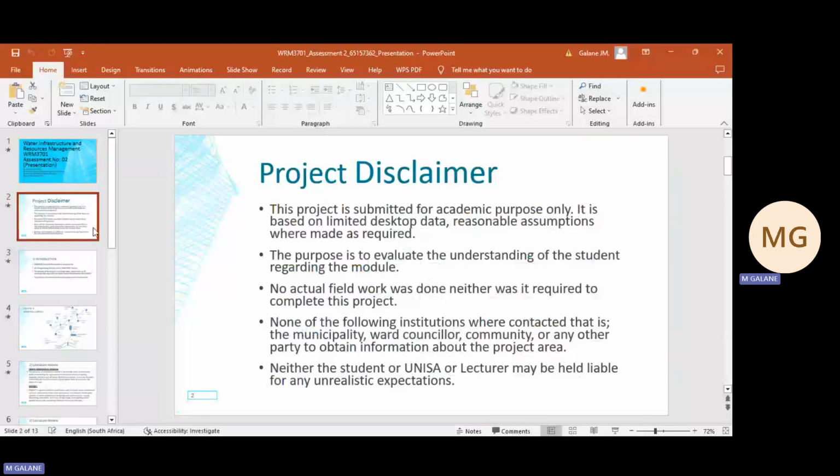Project disclaimer: this project is for academic purposes, and it is just to evaluate the understanding of the student regarding the module. No actual field work was done, and no institution was contacted. So neither the student nor Unisa or the lecturer may be held liable for any unreasonable expectations.